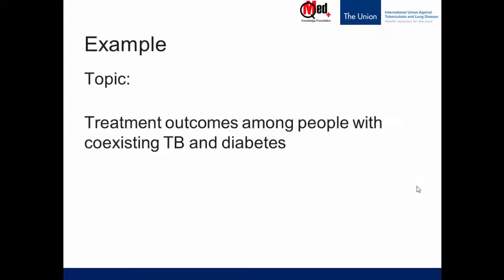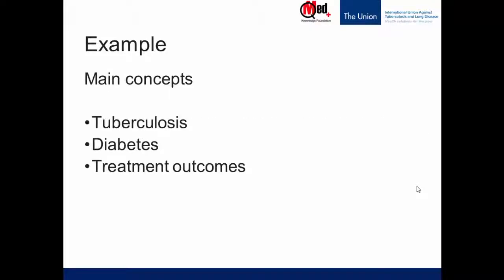Let's take an example. If our question is the treatment outcomes among people with coexisting TB and diabetes, what are the main concepts here? It's treatment outcomes, TB, and diabetes. We are not going to use the words people and coexisting in our search. So, what we will be putting down is the main concepts: tuberculosis, diabetes, treatment outcomes.